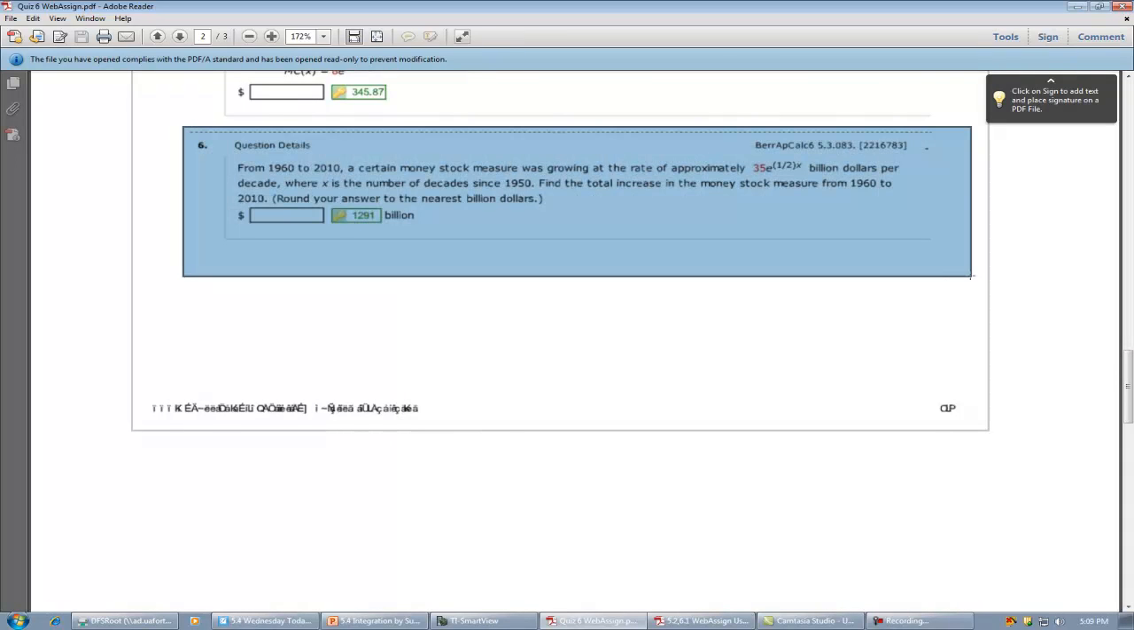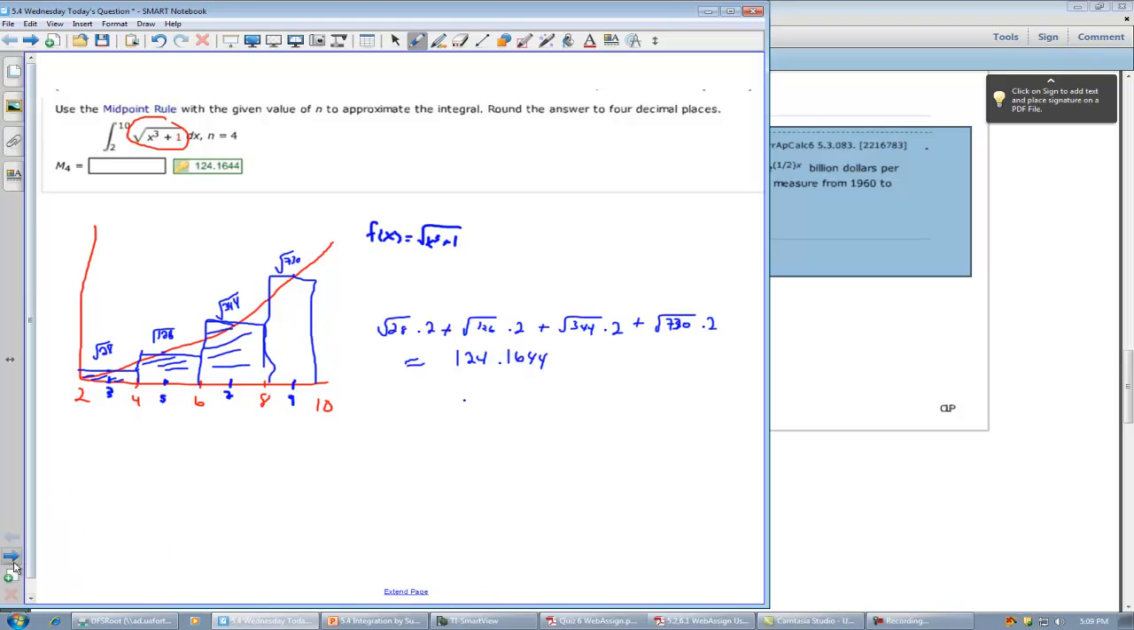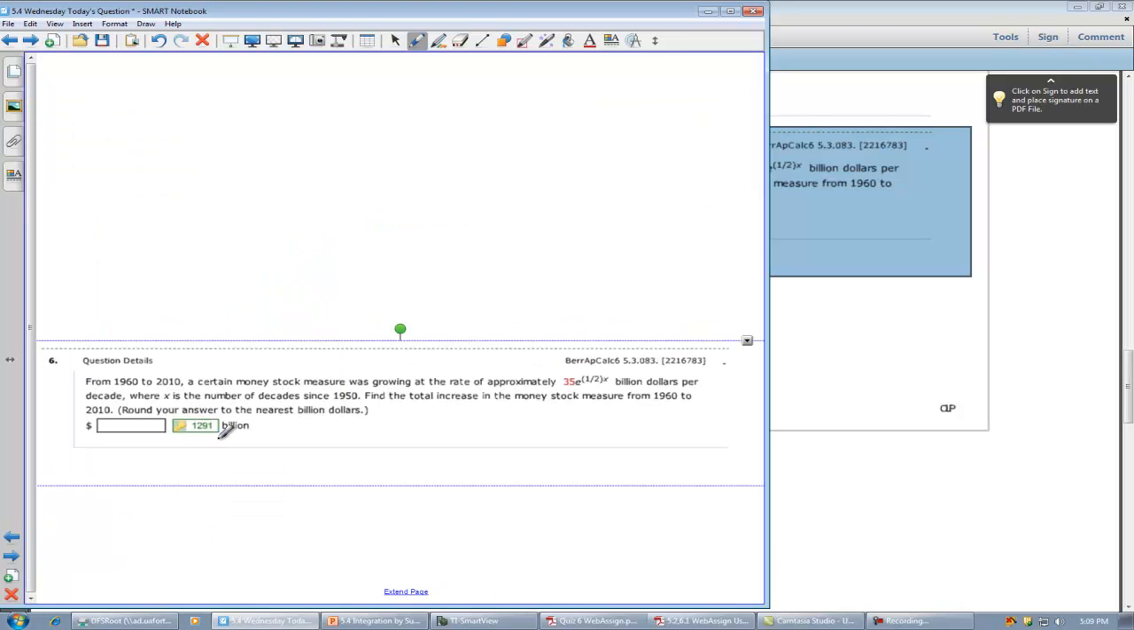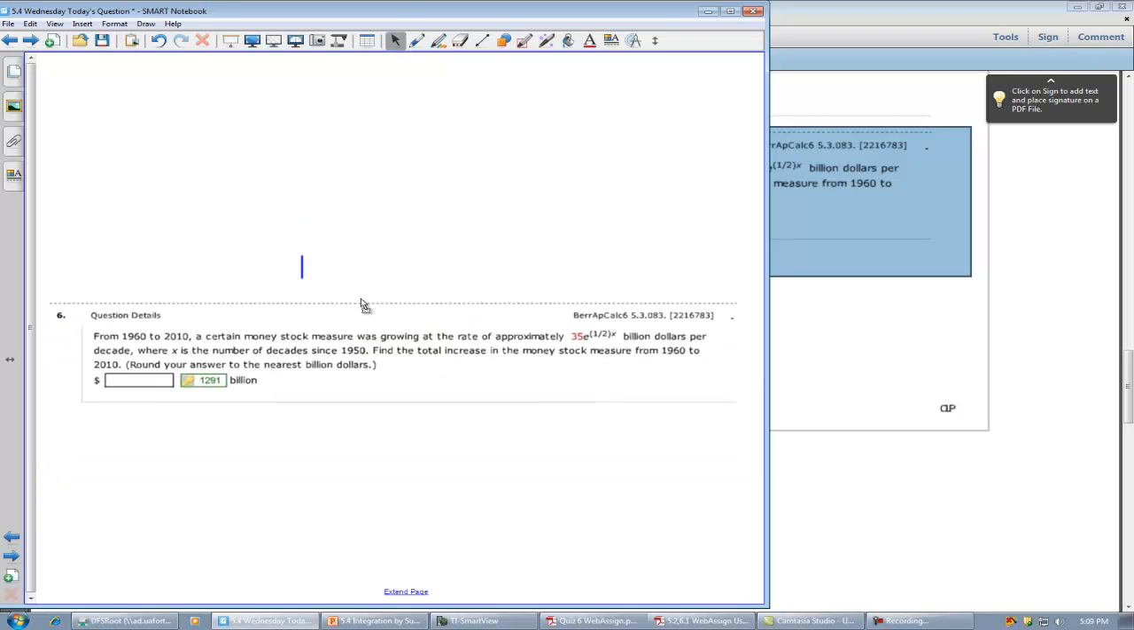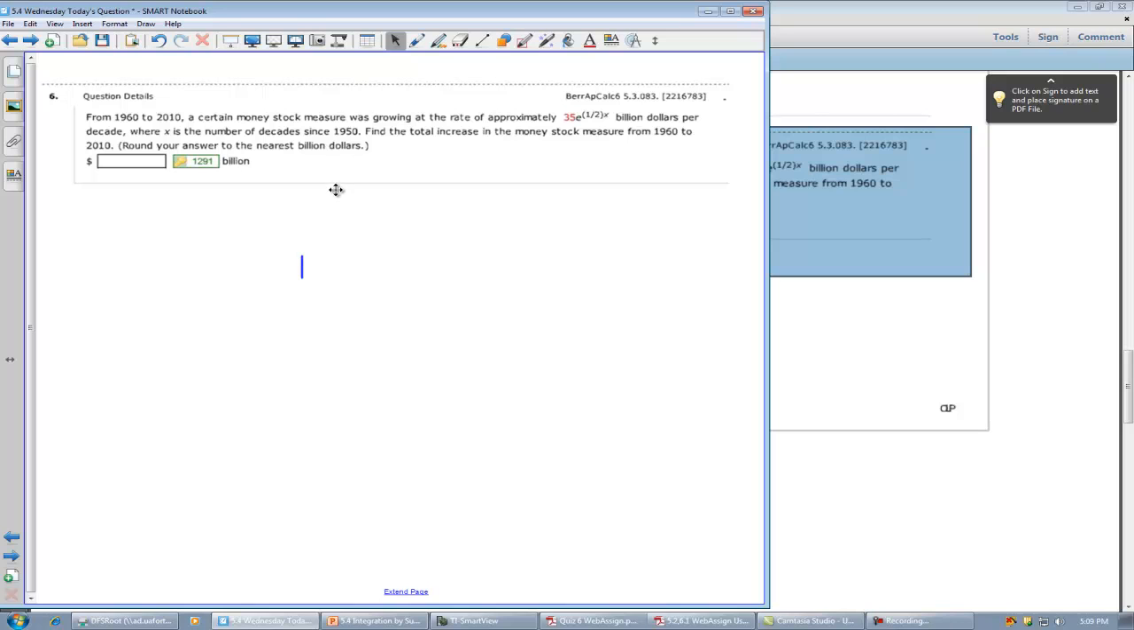So let me copy it. All right, and paste it. Okay. So on this one, it says what? It says from 1960 to 2010, a certain money stock measure was growing at this rate of $1 billion per year, or per decade. Right, so you got to be careful here. Per decade. So we have this where X is a number of decades since 1950. So decades since 1950. Find the total increase in the money stock measure from 1960 to 2010.